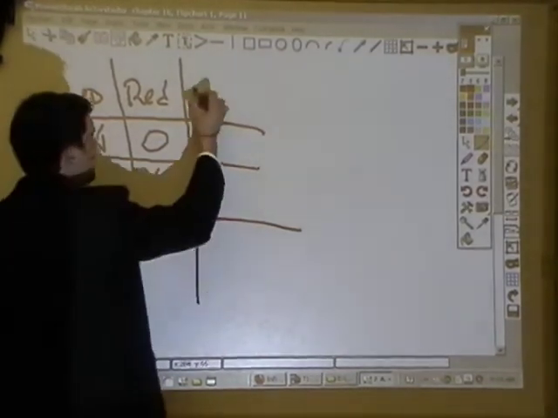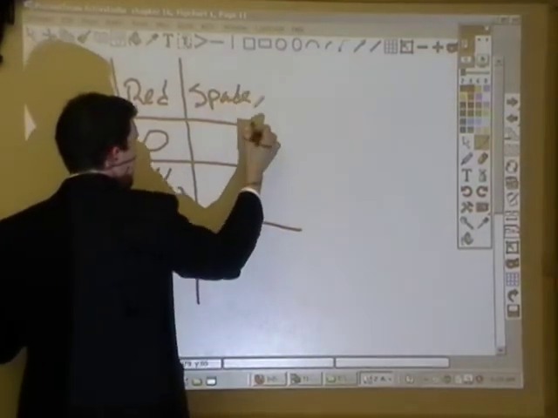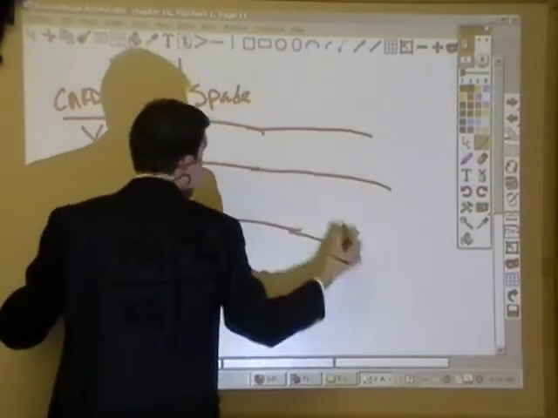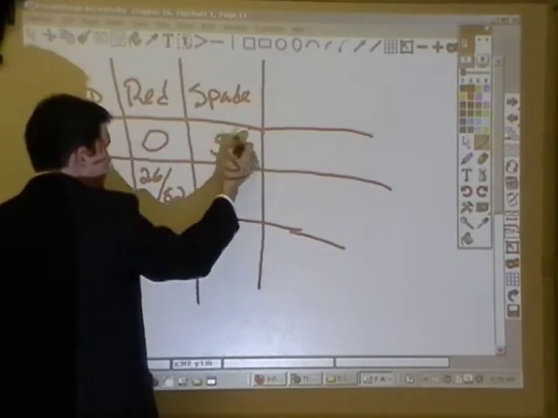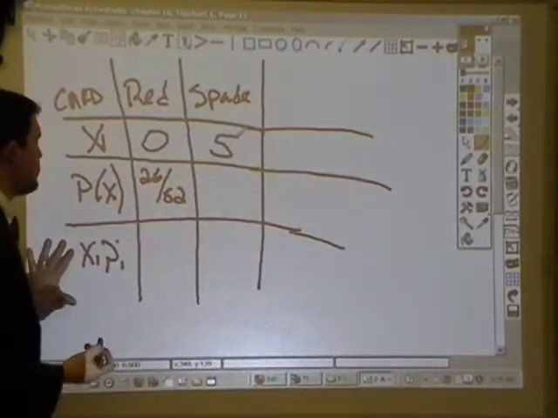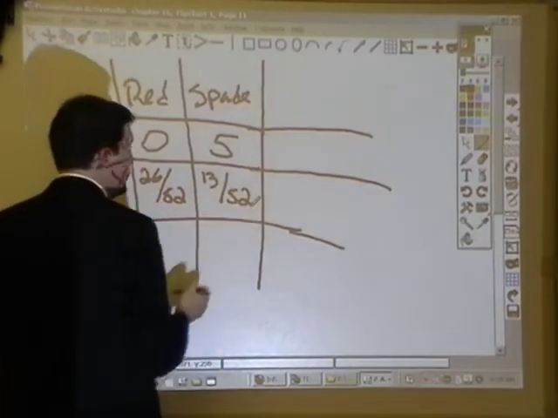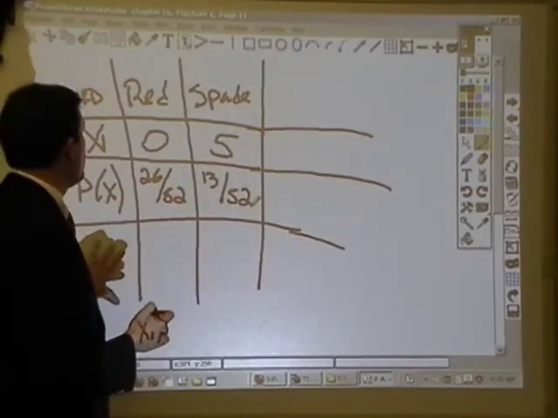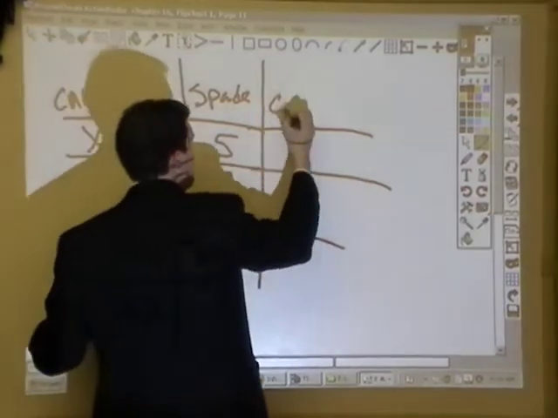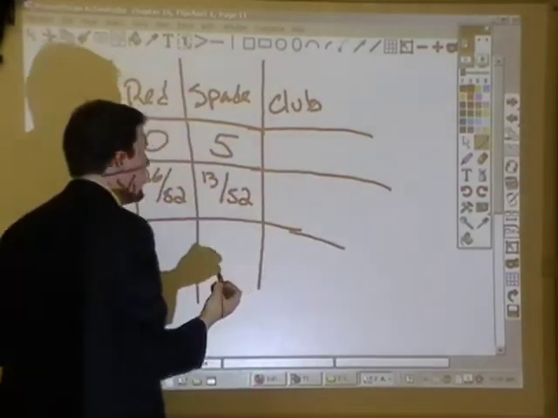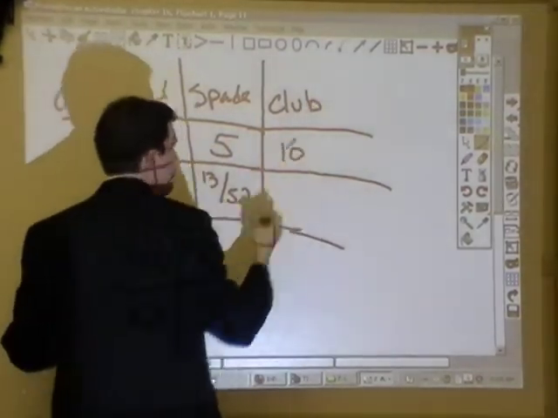All right, I could get a spade. I'll extend it. If I get a spade, then I win $5. And what's the probability I'm going to get a spade? The probability I'm going to get a spade is 13 out of 52. Next up is that I could get a club. And if I get a club, that's worth $10 to me.